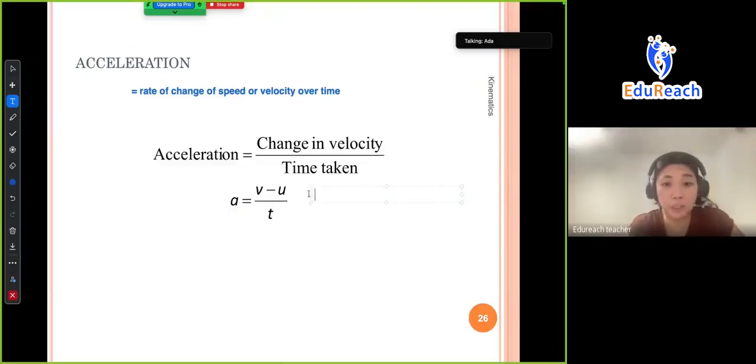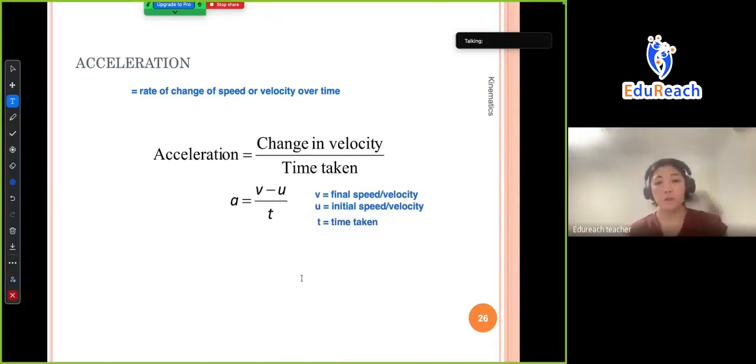I want you to be very clear what the v and what the u is. v is the final speed or the final velocity. And u, I usually don't use the letter u, I usually use the letter i, but regardless, it's still the same. It is the initial speed or the initial velocity. And t is the time taken. I want you to copy this formula also.